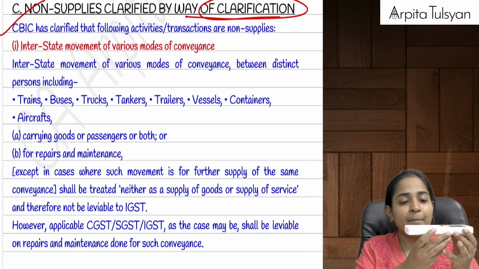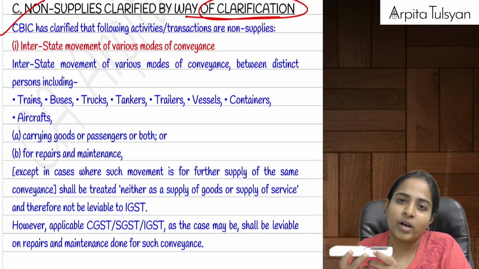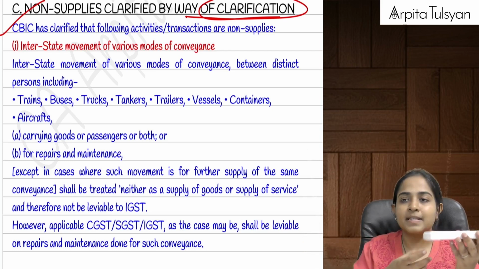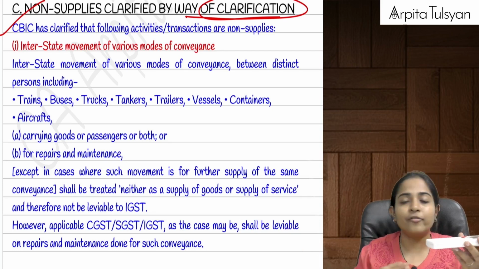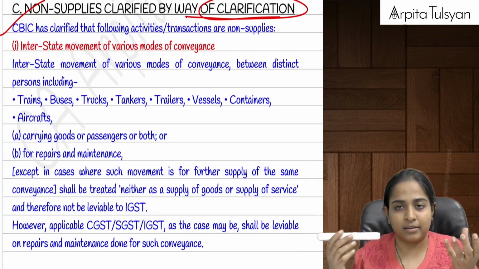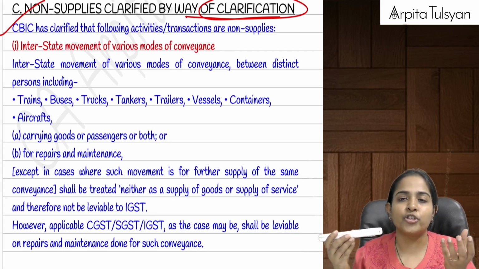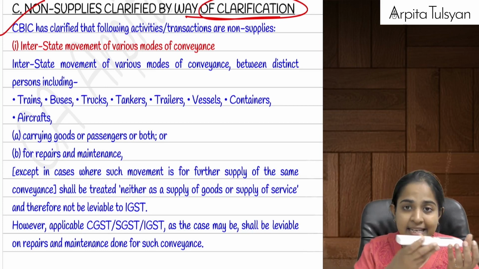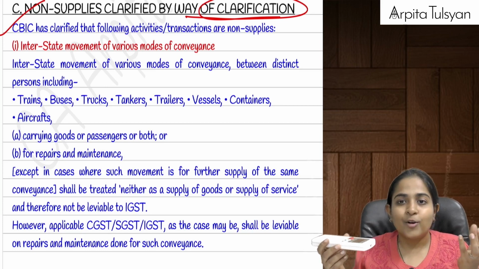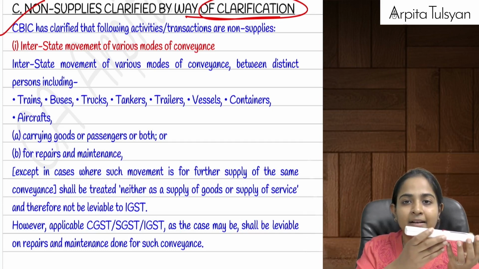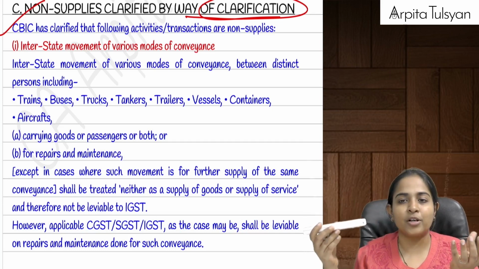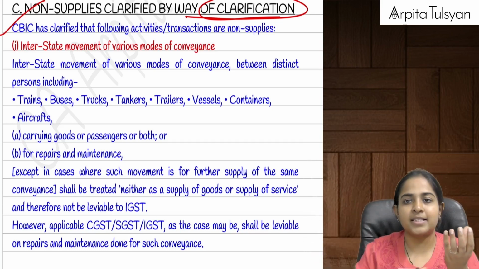But now can we say bus is also moving from one place to another? Let's say it is an interstate bus, moving from Maharashtra to Gujarat. Does it mean there is a sale of bus also? No, the bus is going to come back. It is going to take the passengers from here to here and then again bring the passengers from here to here.